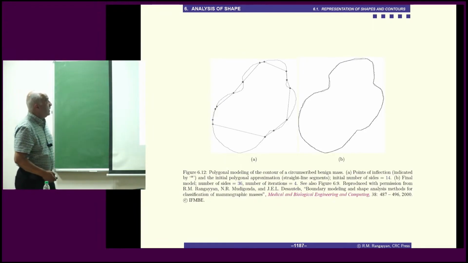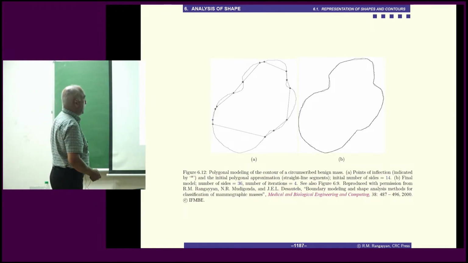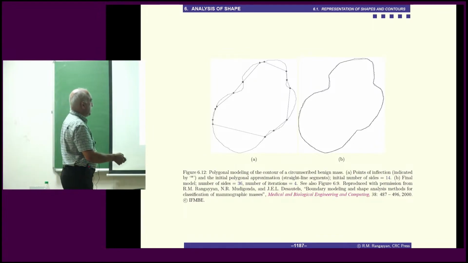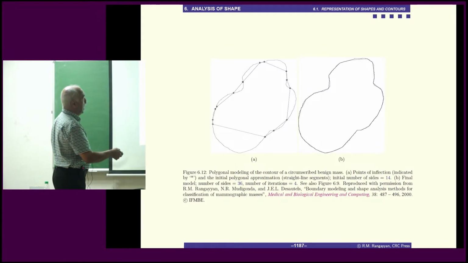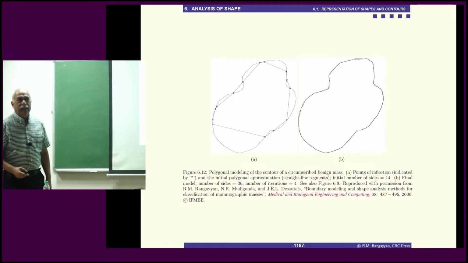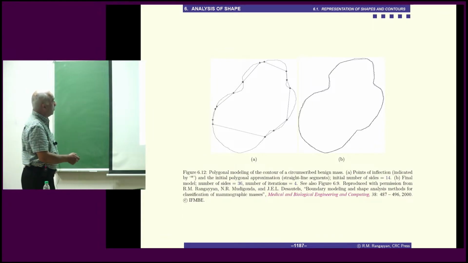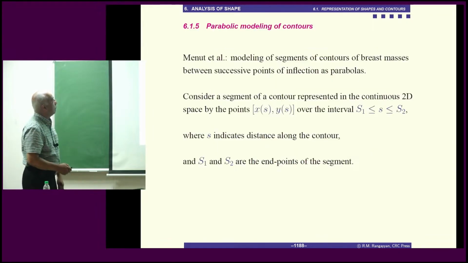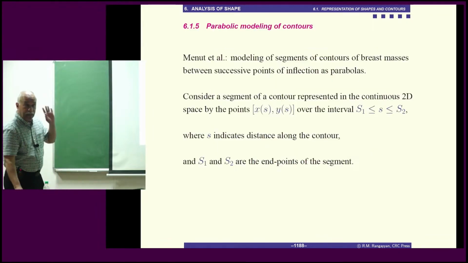For a benign mass, the contour of a benign mass, the number of initial sites is 14. The number of sites after convergence is 36. We don't need that many. It's not as complicated as in the other case. So that is modeling using a polygon.